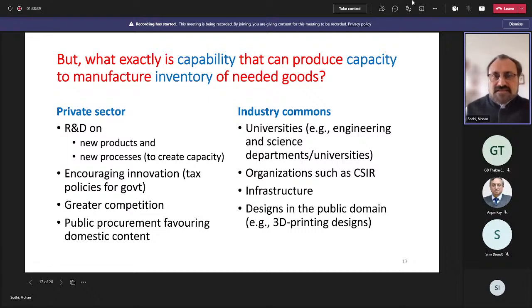So what exactly is capability in that case? Capability is, for example, having a private sector which invests in R&D, which the government has encouraged with tax policies to help with innovation, and there is adequate competition so that companies realize that unless they compete with each other through better products, they're not going to survive domestically. And of course, many countries have public procurement. Whenever government procures something, there is some incentive for domestic content.